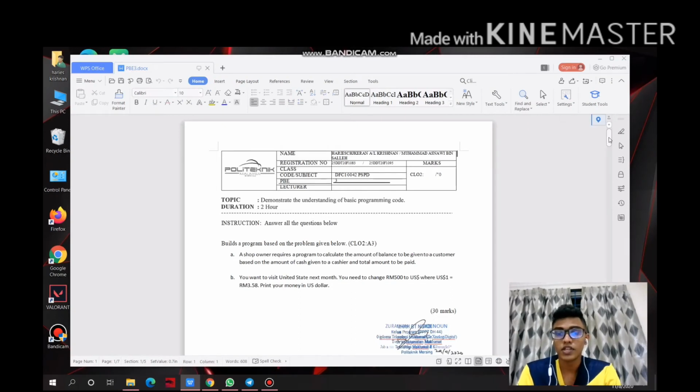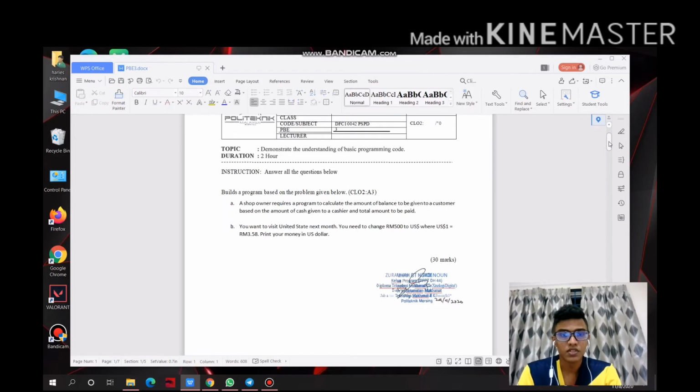So now I'm going to explain to you about PBE 3. The first question is a shop owner requires a program to calculate the amount of balance to be given to a customer based on the amount of cash given to the cashier and the total amount to be paid. And the second question is you want to visit the United States next month. You need to change RM500 to US dollars where $1 equals RM3.58. Print your money in US dollars.